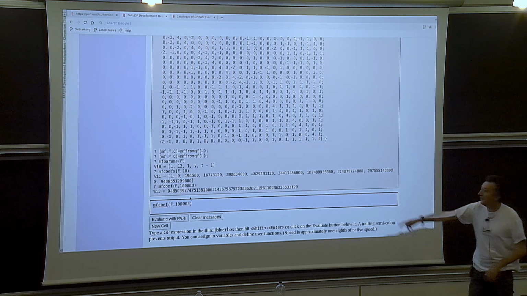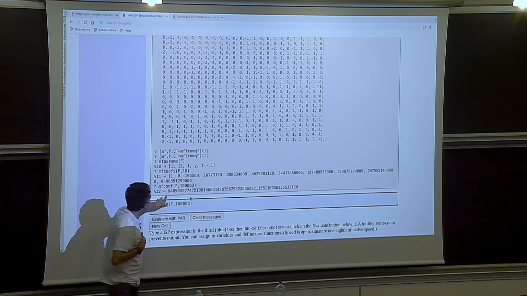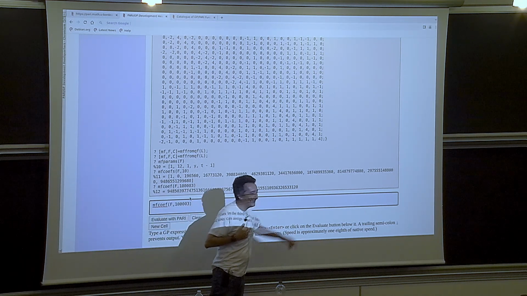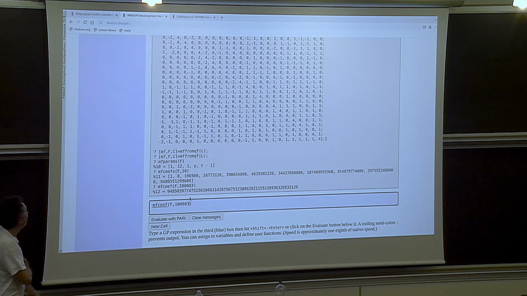Okay, and so we can get the coefficient 100,003, which is this number. So of course you could not count the minimal vectors up to that point.